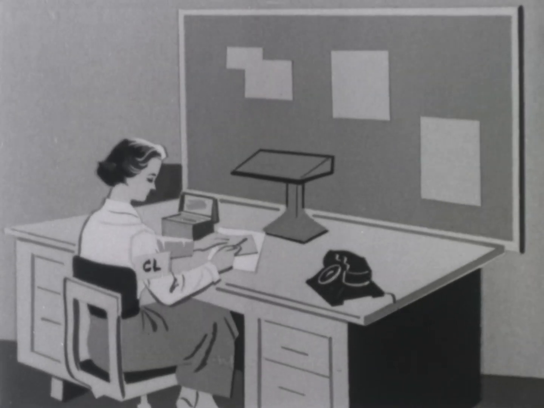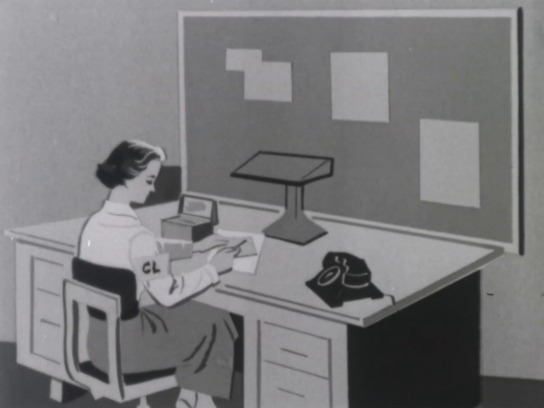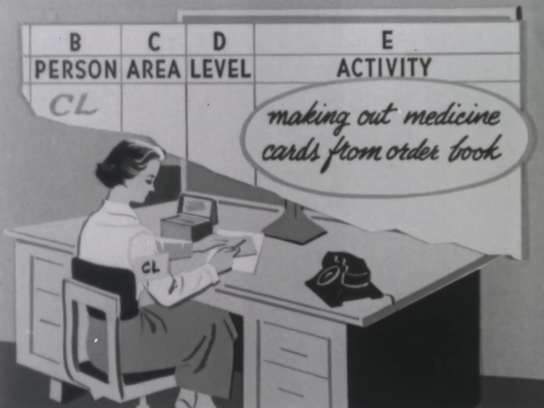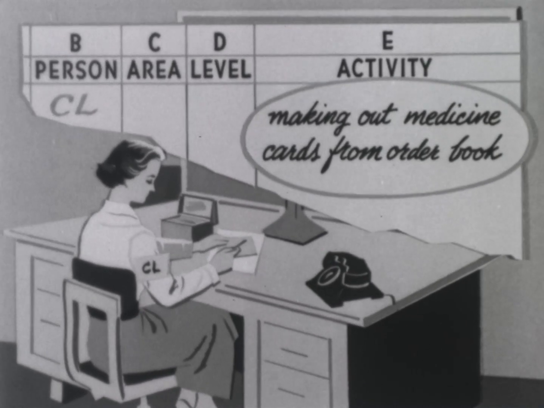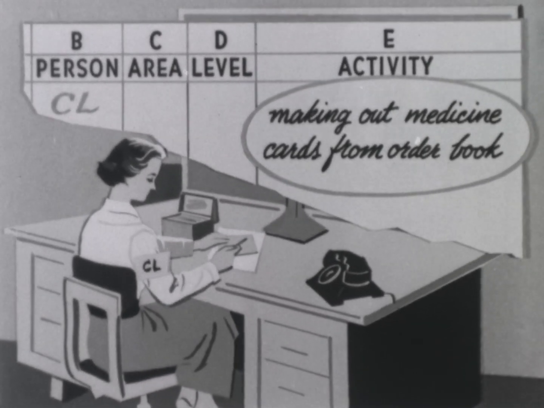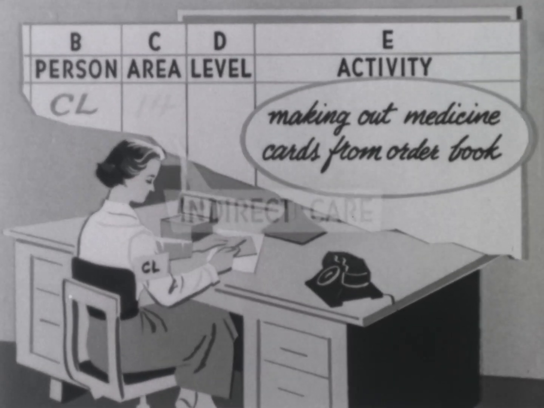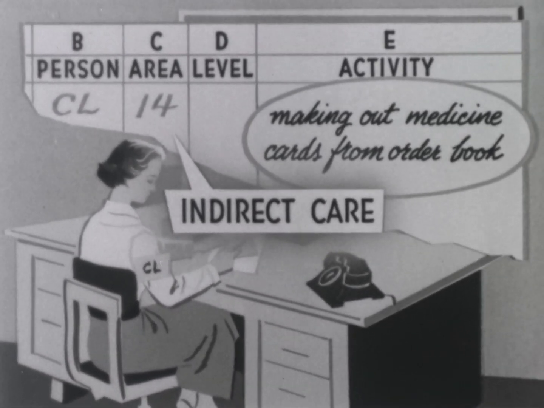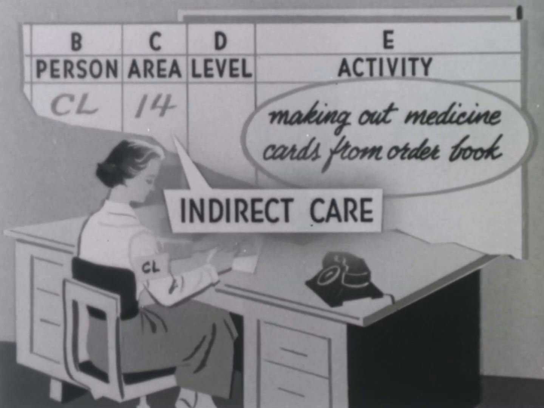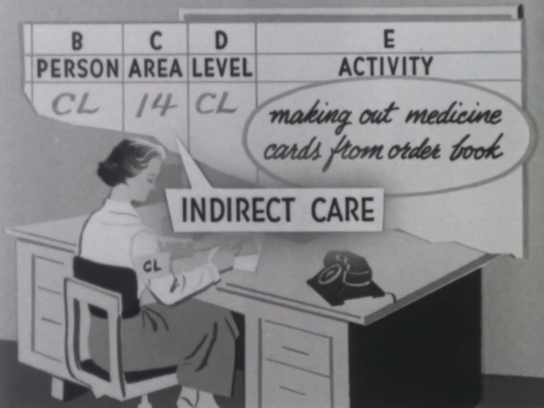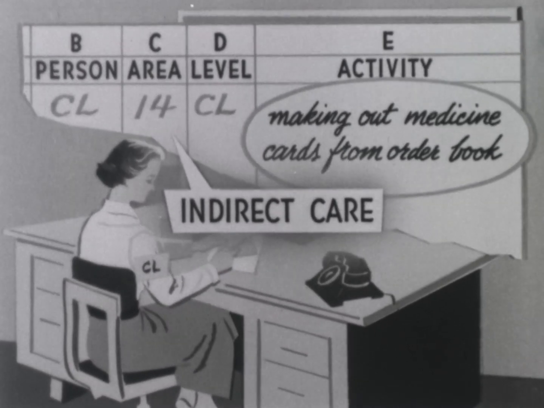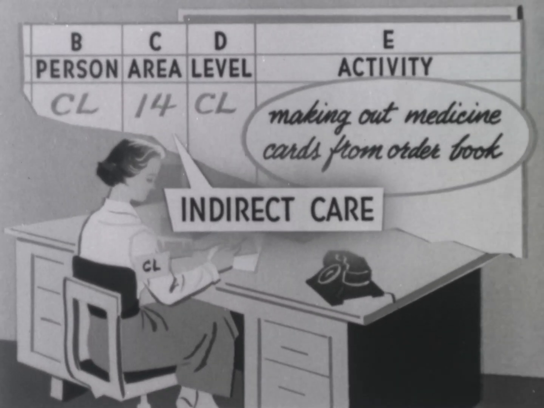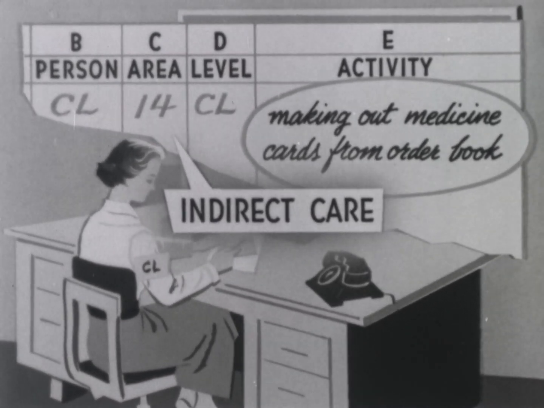Our next example shows a clerk making out medicine cards from the order book. Write this activity in column E. In column C, insert 14, indirect care. Now code the activity by level, CL for clerk. Copying information or other data involves clerical skills. It is not a nursing activity.